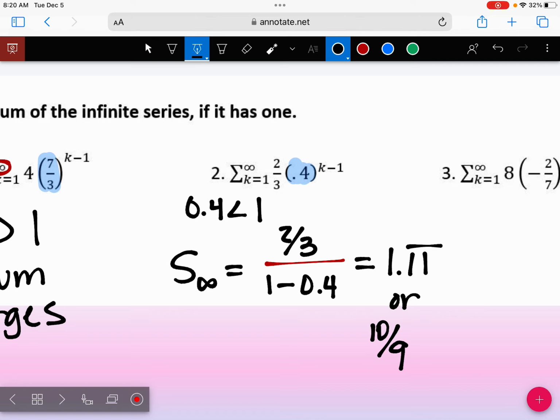But again, you only use this formula, that fifth formula, if the absolute value of R is less than 1. So for example, I'm ignoring that negative because I'm looking at the absolute value. The absolute value of negative 2/7 is 2/7, and 2/7 is less than 1, so this has a sum. Go ahead and try to do number 3 on your own.